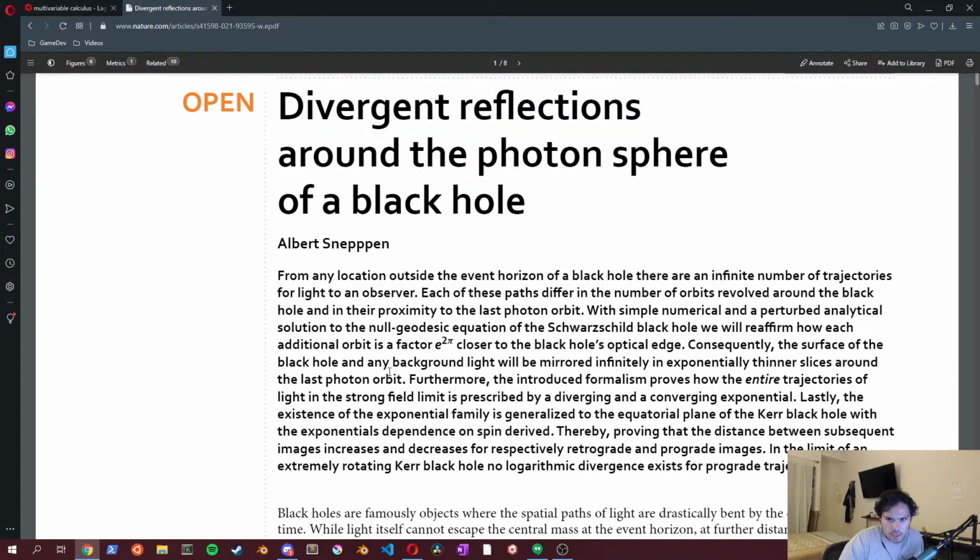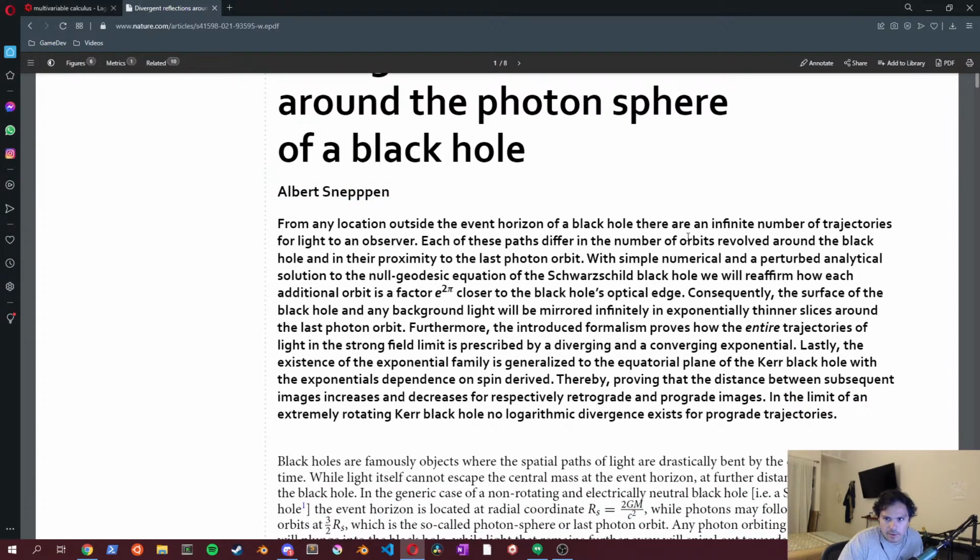All right, so from any location outside the event horizon of a black hole, there are an infinite number of trajectories for light to an observer. Each of these paths differ in the number of orbits.